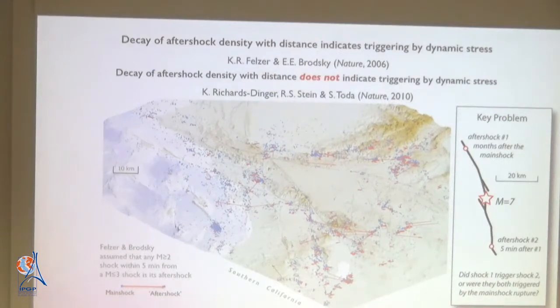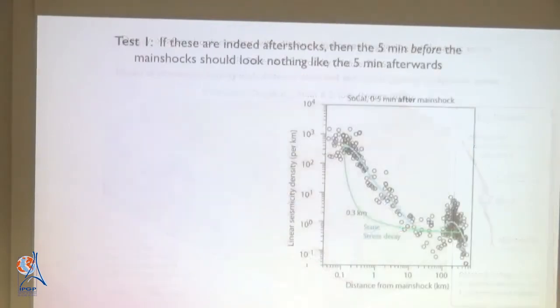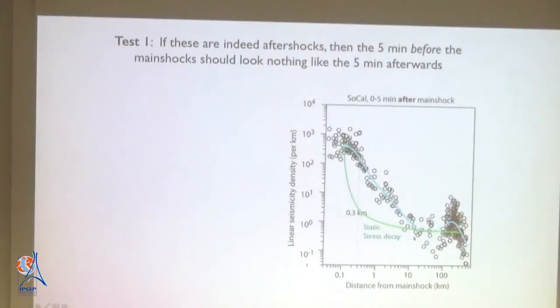So we published a paper where we said, no, they're not dynamically triggered. I want to show you 3 falsification tests of their hypothesis. Now, their argument was that when they stacked all these aftershocks, the decay looked nothing like a static decay. It extended out too far and was too large. And these are all the shocks that occurred within 5 minutes of the main shocks. Okay, if these are aftershocks, then this distribution should look nothing like the 5 minutes before the main shocks, right?